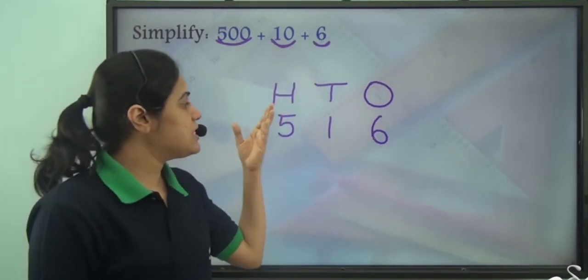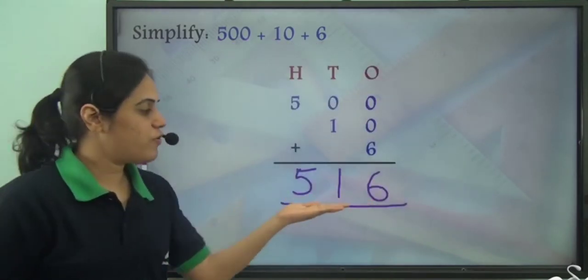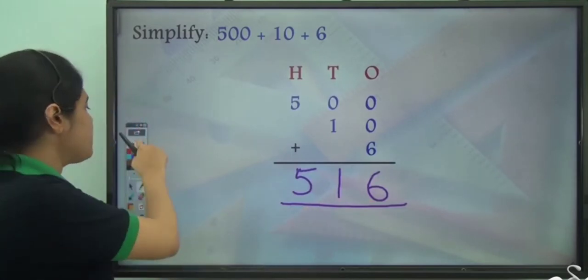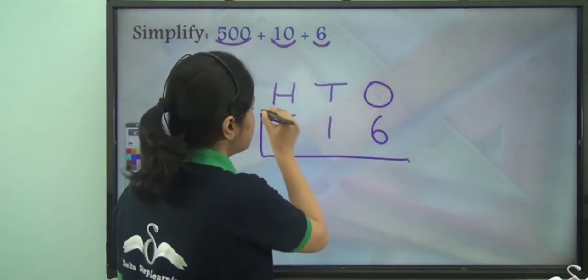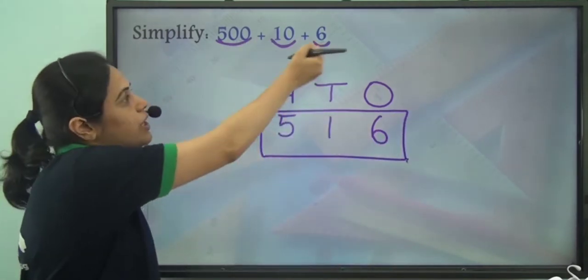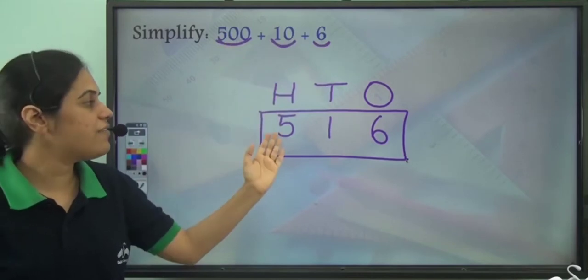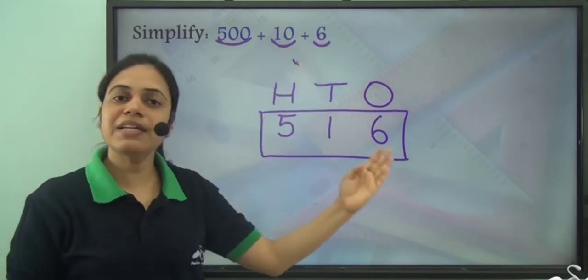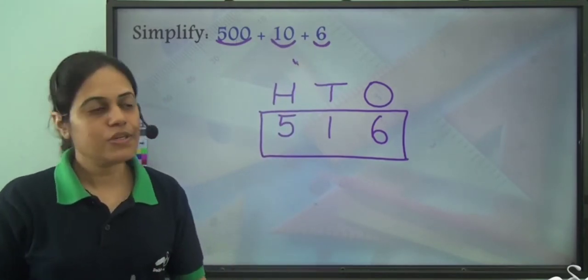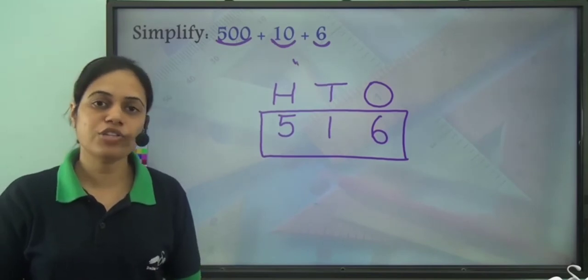So the number is 516. This is the same as what we obtained here, 516. So we can simply get this number by looking at the expanded form. How many hundreds are there? 5 hundreds. How many tens are there? 1 ten. How many ones are there? 6 ones. So just by looking at the expanded form, I can get the original number.